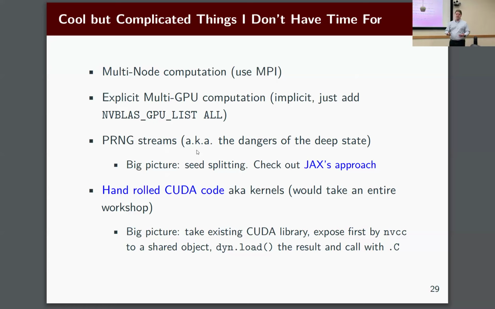PRNG streams: random number generation is actually a stateful operation, and stateful operations in parallel can have all kinds of issues. So how to generate random numbers in parallel, for example if you're doing some kind of Monte Carlo method, can be challenging, but ultimately what you'll probably want to do is some kind of seed splitting. JAX has a nice version of this. JAX is not C or C++, but the concepts are what you will want to use in C or C++.